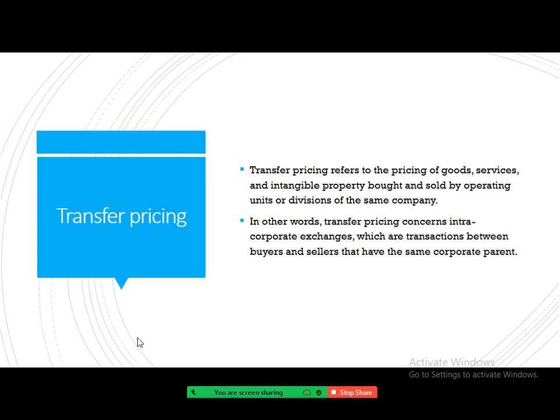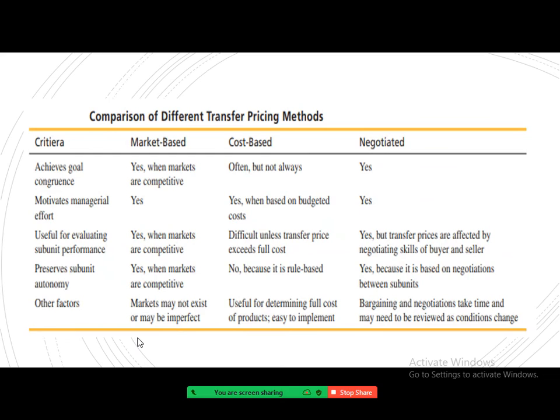A market-based transfer price is derived from the price required to be competitive in the global marketplace. In other words, it represents an approximation of an arm's length transaction, or cost-based transfer pricing. Cost-based, I'll just show you the table. So first was market-based. I'll repeat again: a market-based transfer price is derived from the price required to be competitive in the global marketplace. In other words, it represents the approximation of the arm's length transaction.